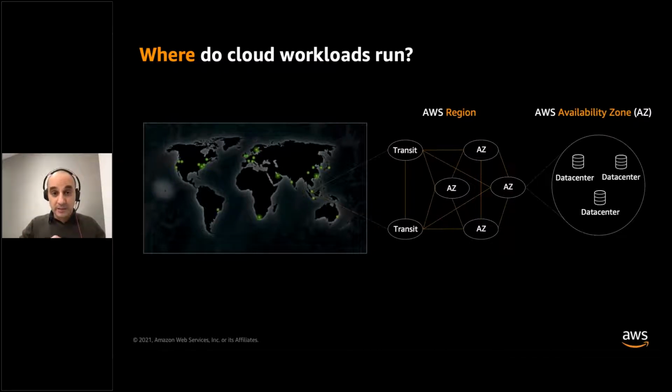Within one availability zone, what you have is a multitude of data centers. So these are actually the locations where the machines are stored. And as you can see, an availability zone does not map necessarily to one data center, but multiple data centers in a very close range.